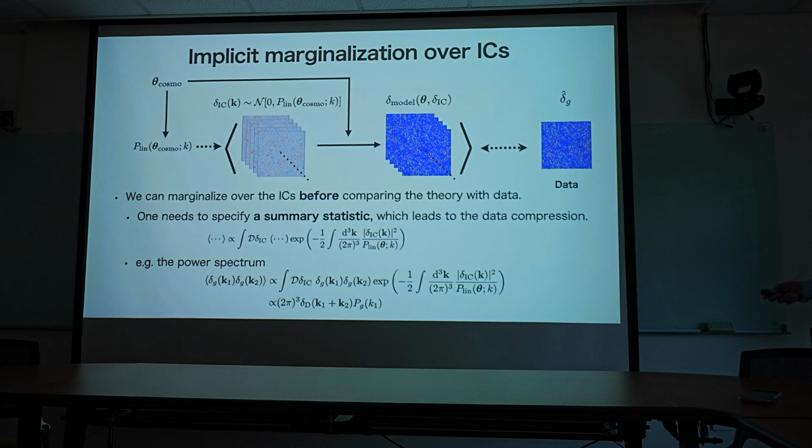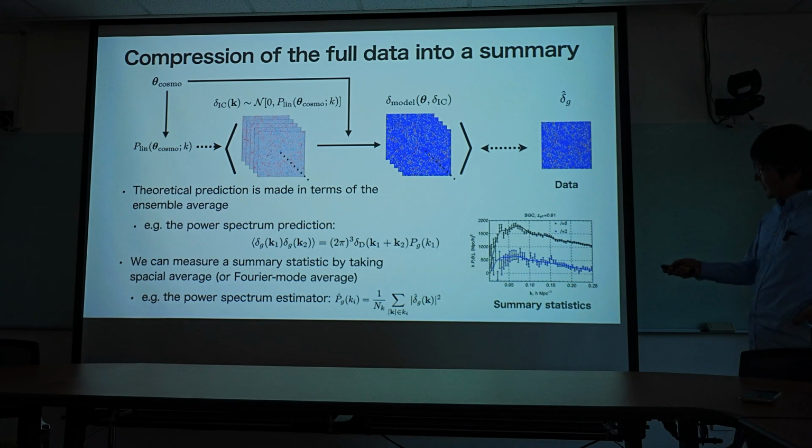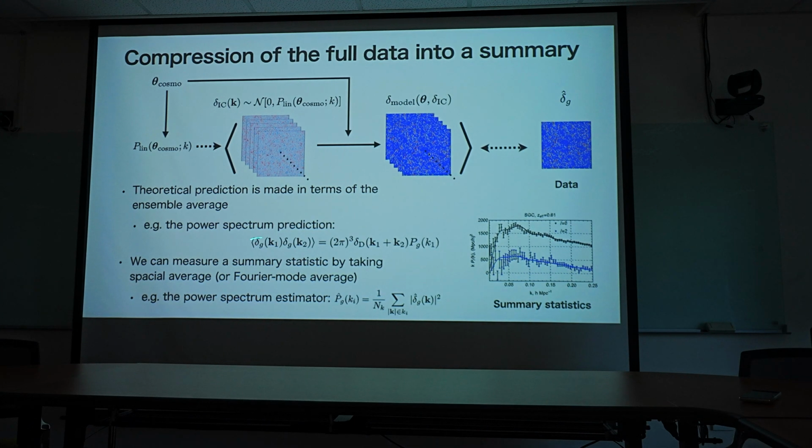The theoretical prediction for the power spectrum or any other statistic is made in terms of this ensemble average. I mean, in textbooks and reviews, you encounter this kind of symbol. In any case, you have to compute this kind of statistical average quantity on the theoretical side. And on the data side, we have to mimic this quantity. To do that, we usually approximate this ensemble average by some statistical average.